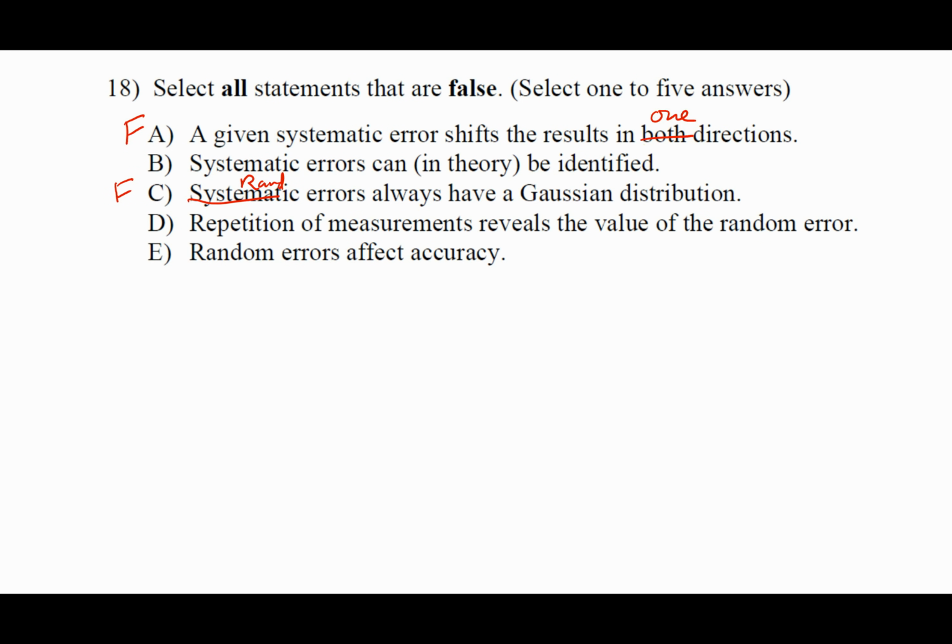Repetition of measurements reveals the random error. Yeah, the more times you measure something, the more information you get on its standard deviation and the random error. In fact, the more measurements you take, the smaller your error in that measurement gets. So yes, true. Should mark this true. Random errors affect accuracy. No, random errors affect precision, right? So false. So those 3 are false.